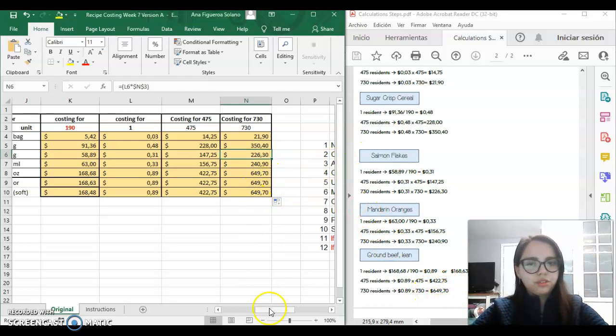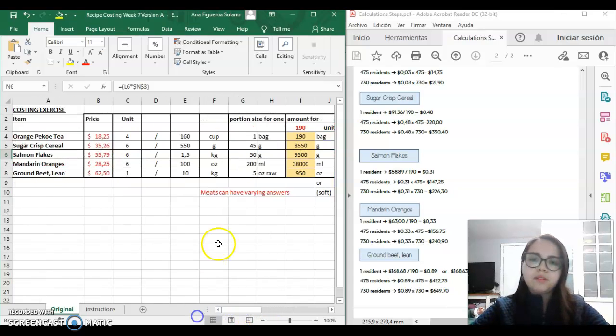So we have matching units for everything. We're using the round function. We're using the absolute reference cell function too. And we can save some time trying to find how much our recipes cost and how much we need if we need to prepare bigger recipes for a big amount of people. So it's a really useful tool, using Excel like this. Thank you.